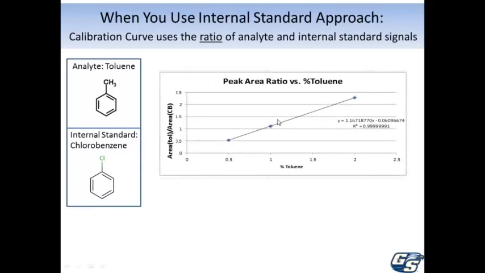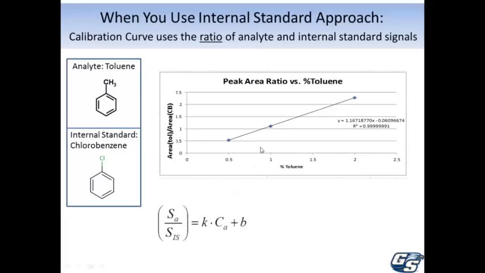So when you use the internal standard approach, actually you plot on the calibration curve on the vertical axis the ratio of those signals. So for each solution which gave a chromatogram, you would take those two peaks and plot the ratio of the area of the toluene peak divided by the area of the chlorobenzene peak. And then you would plot that as a function of the concentration of the toluene. Here we use volume percent.